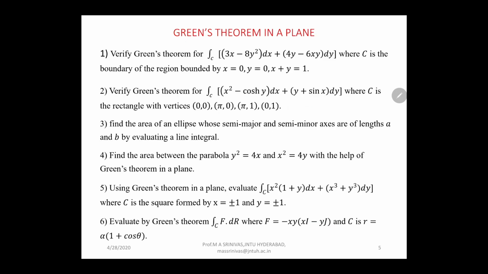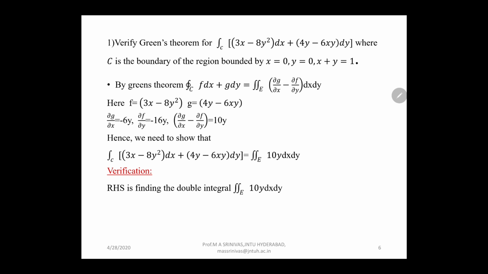Okay. Let us solve these 6 examples related to Green's theorem. The first one is: verify Green's theorem for f bar equal to (3x minus 8y²) i bar plus (4y minus 6xy) j bar. For that function, you need to verify Green's theorem, and C he has given is the region bounded by x = 0, y = 0 and x plus y is equal to 1. So that is the first problem. So you have to verify this.